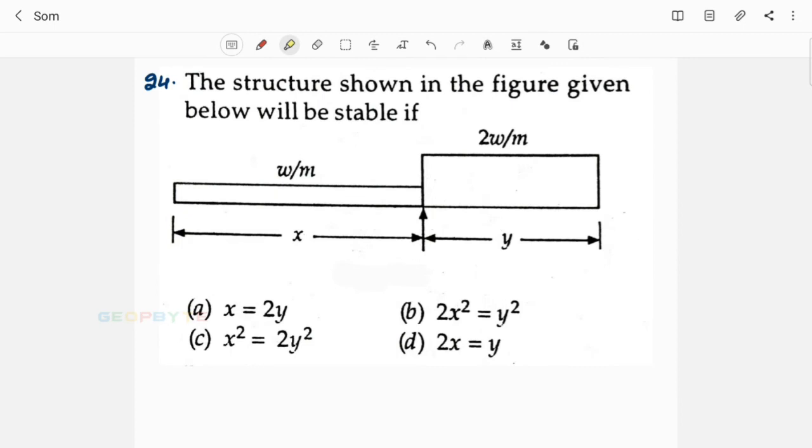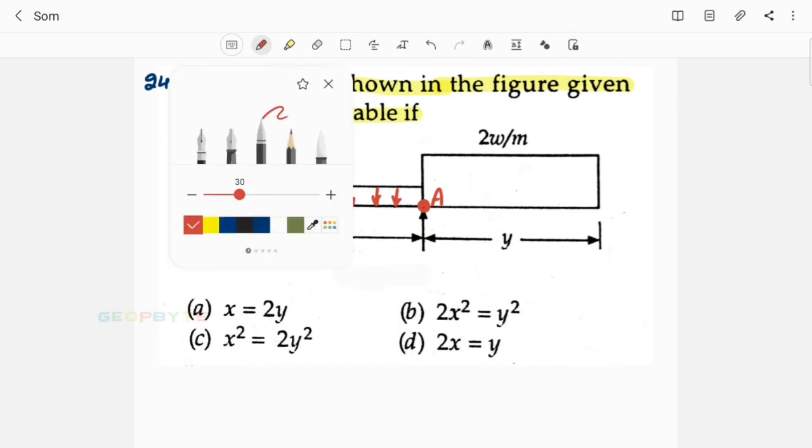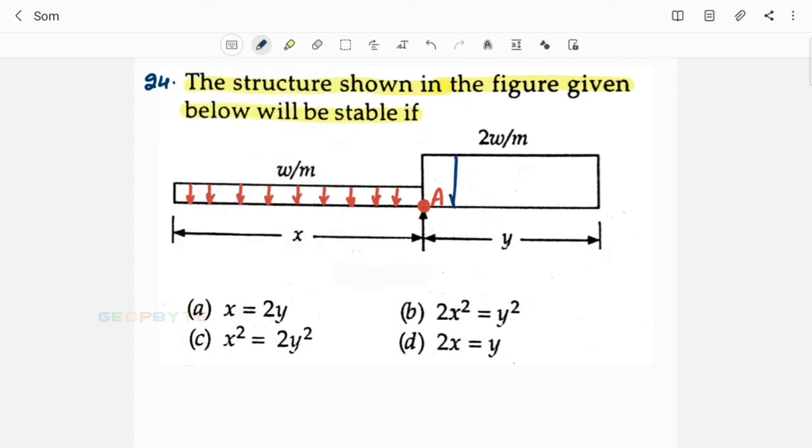Look at the given problem. The structure shown below will be stable if given like this. This structure has the support somewhere at this location A, but this is one UDL, uniformly distributed load, and the other one is also a uniformly distributed load.